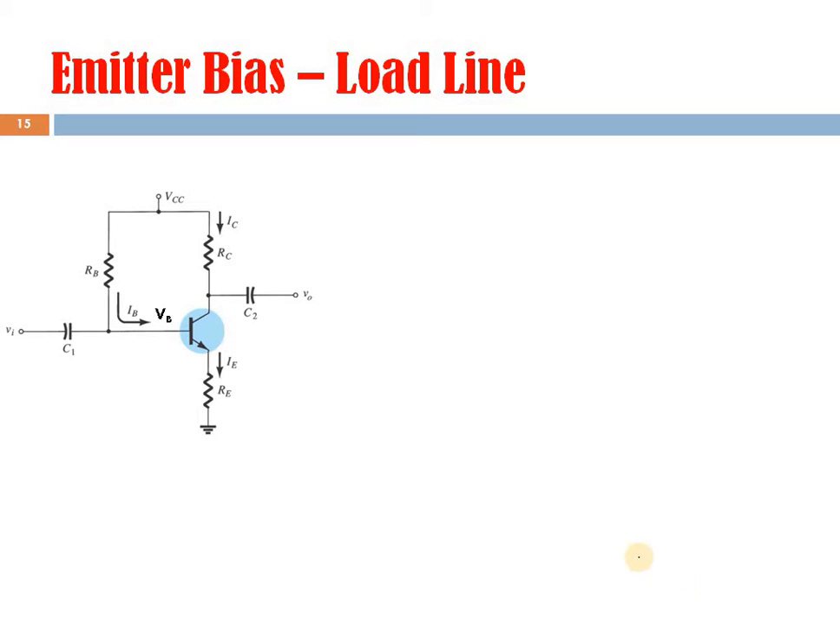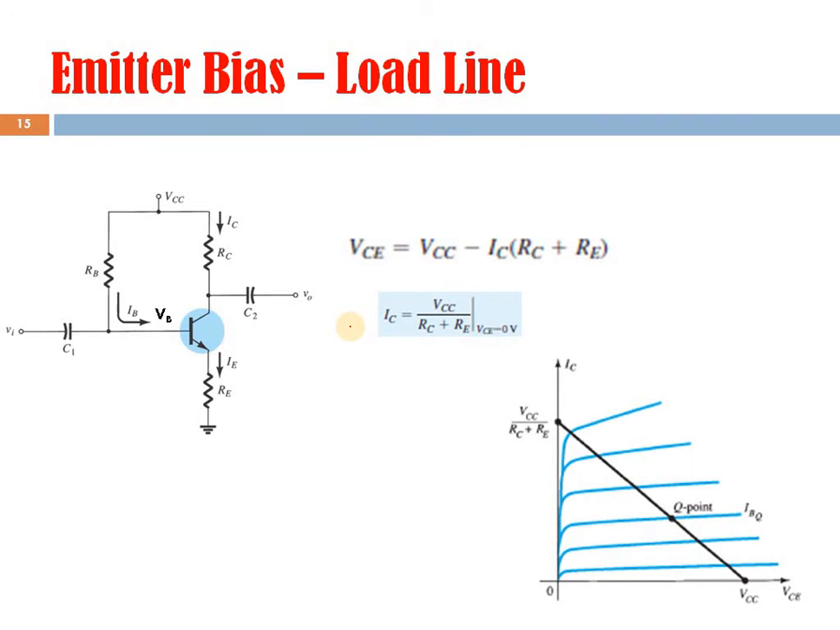Now let us see how the introduction of this RE in this circuit affects the load line. You know that load line is very important. The variation of output current and voltage is along this straight line on the output characteristics, which is the load line. So let us see how it affects. The load line is something like this.